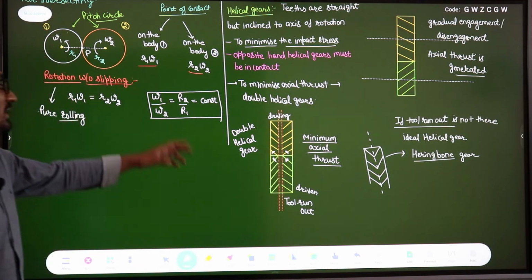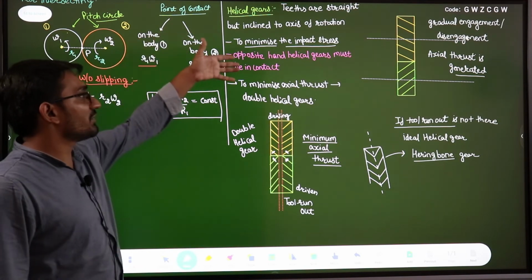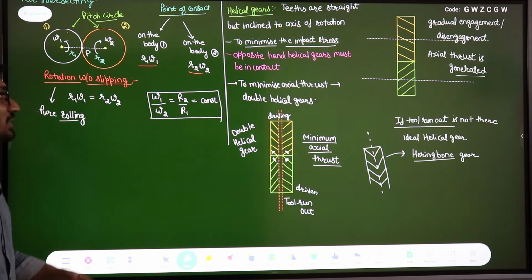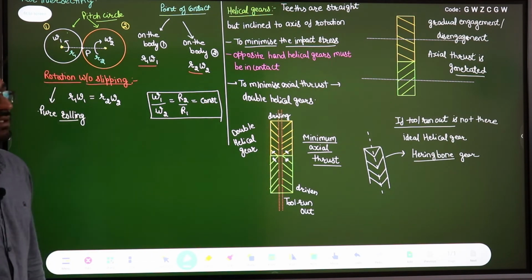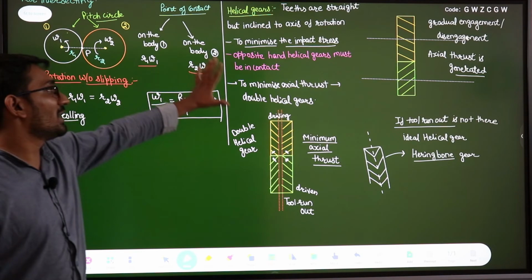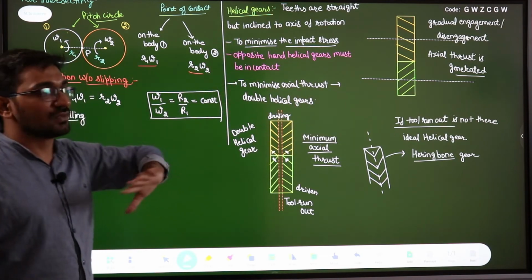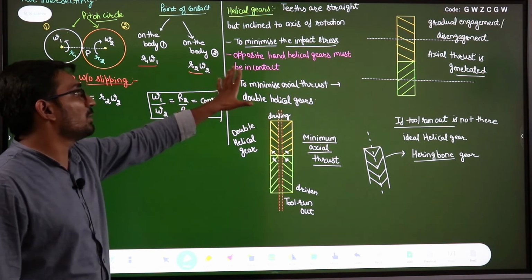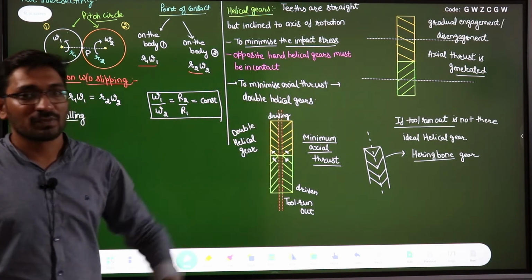So this is the case when the shafts where we want to transmit the constant angular velocity ratios are parallel to each other, then we have to use spur gears or helical gears. So this is the concept of the first classification or first type of gears.